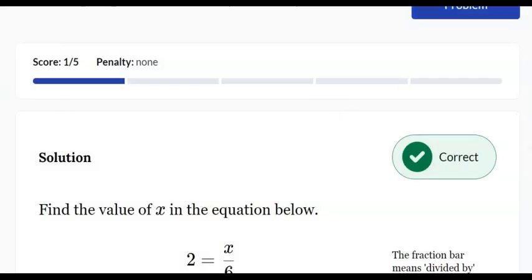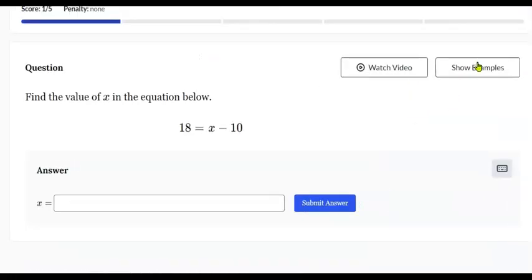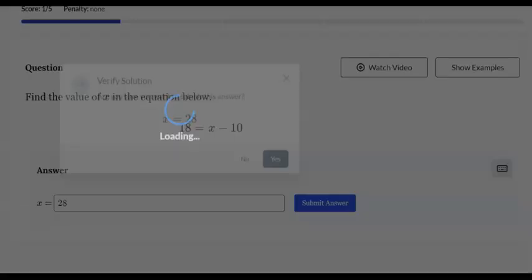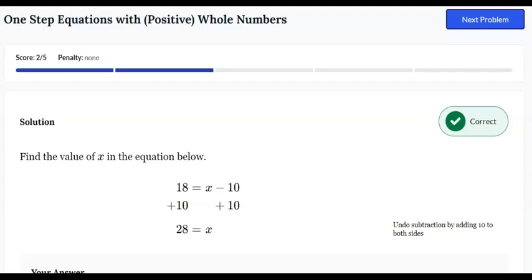Up here in the right-hand corner is where you're going to see the symbol for how to get to the next problem. In our next problem, it looks like we're subtracting 10 from our variable. So what we want to do is the opposite of subtraction, which is addition. And don't forget, whatever you do to one side of the equal sign, you have to do to the other. These 10s will disappear, but over here, you're going to get a 28. Up here in the right-hand corner is where you'll see the button for the next problem.